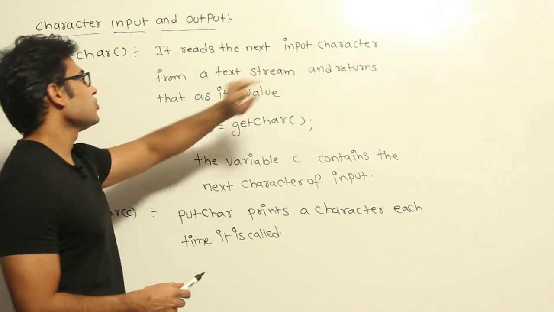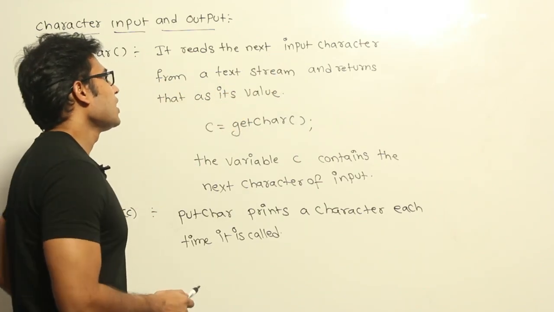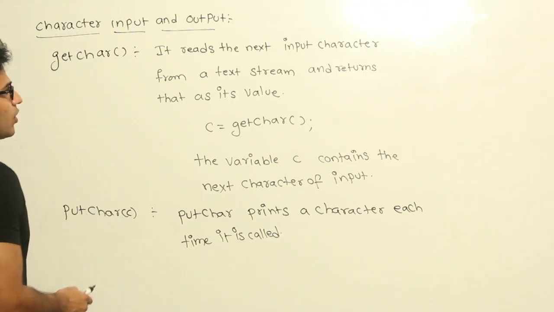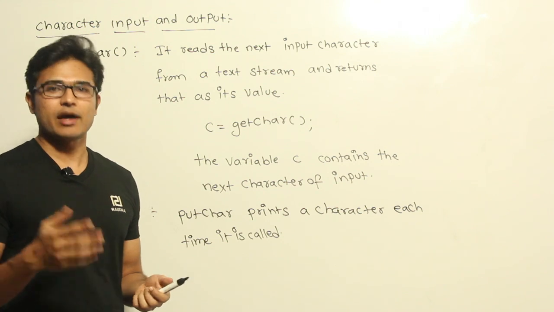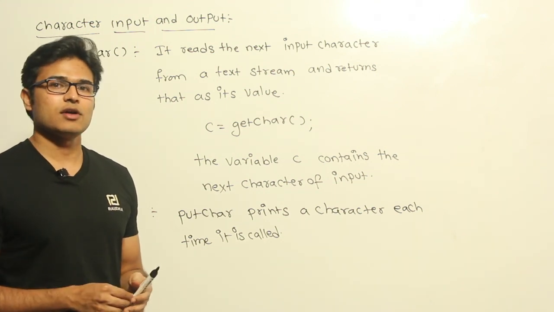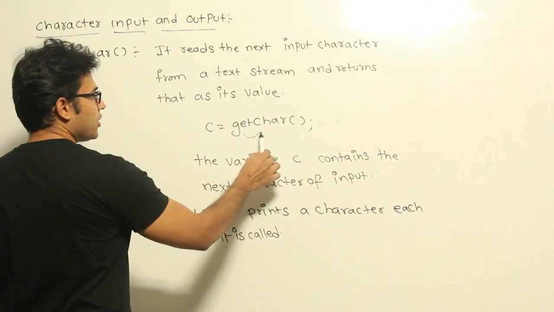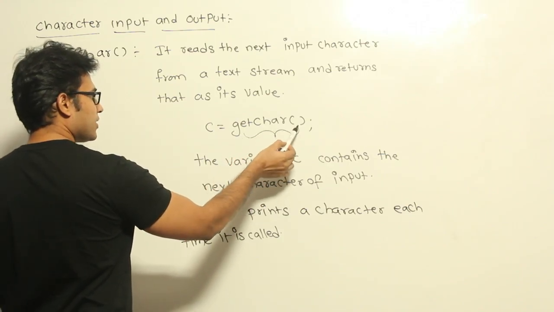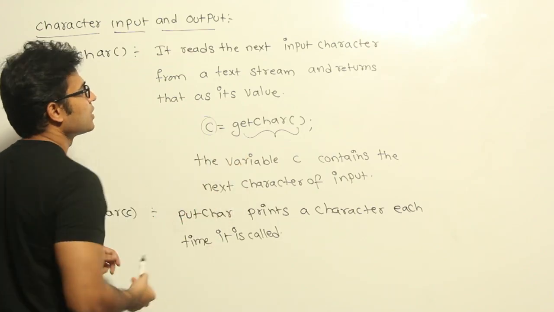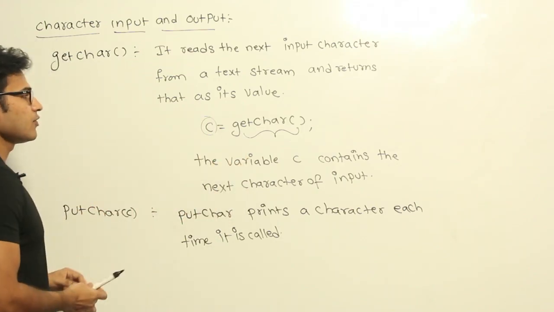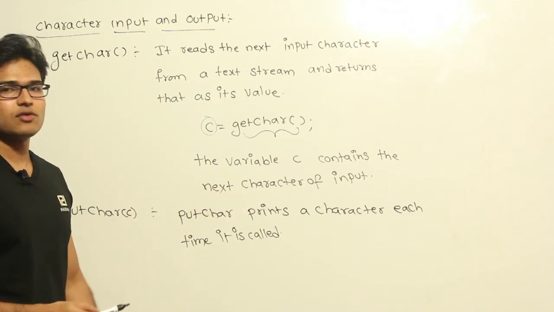It reads the next input character from a text stream and returns that as its value. Now, a text stream is nothing but a sequence of lines, and each line will contain many characters and each line will end with a newline. By writing getchar, we are going to read one character, and whatever character we read, we are going to store it in c. That is, this line is going to do that. So c has to be a variable of type char. Now the variable c contains the next character of the line.